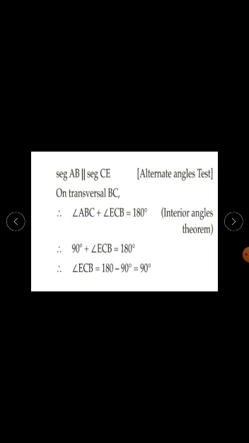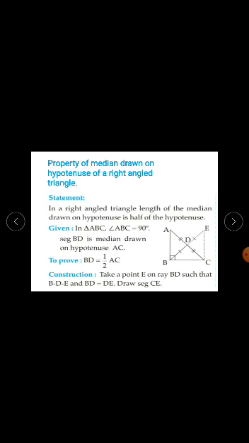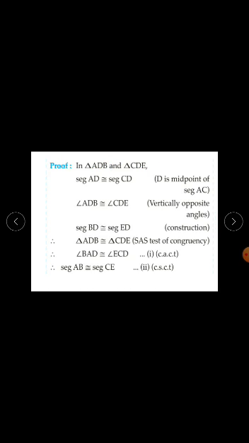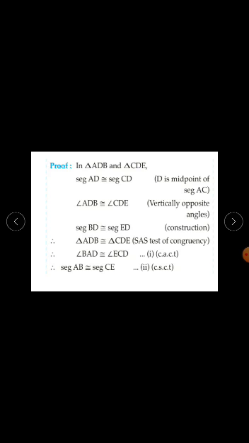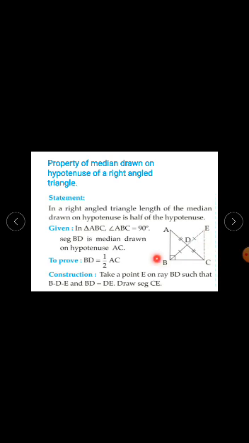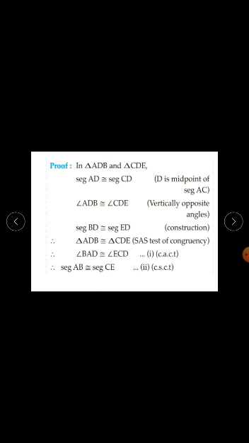But angle ABC is 90 degrees. So substitute 90 degrees here: 90 degrees plus angle ECB is equal to 180 degrees. Therefore, angle ECB is equal to 180 minus 90, which is 90 degrees. Therefore, angle ECB is equal to 90 degrees.